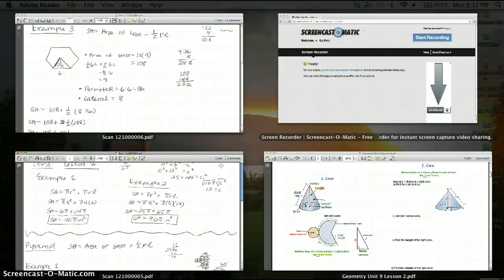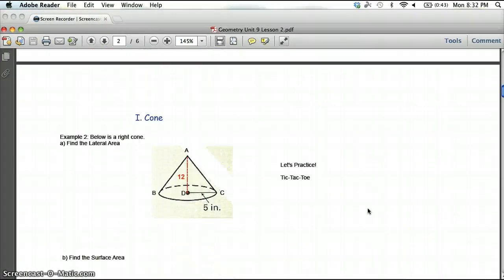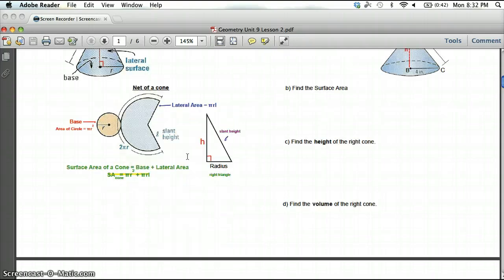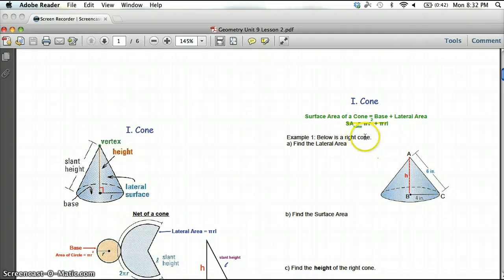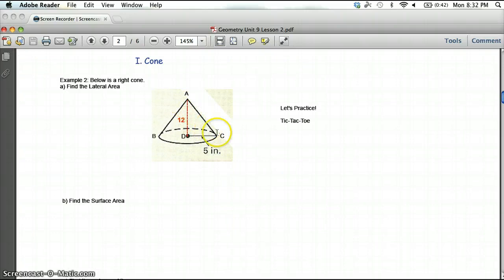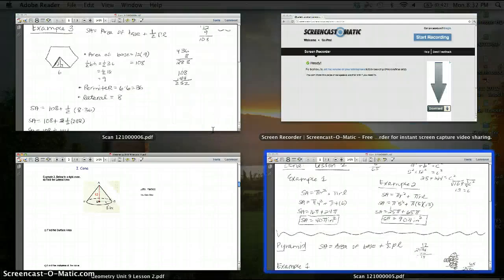Now let's go ahead and look at example 2. If you notice our cone here, we have our base, which is a circle, so our radius is 5, and then we have our height, which is 12. But if you look back at our formula, our formula is pi r squared plus pi times radius times our slant height. So let's go back to our cone. We don't know our slant height here, but we do know that this triangle is a right triangle. So we can use the Pythagorean theorem to find our hypotenuse, which is our slant height.